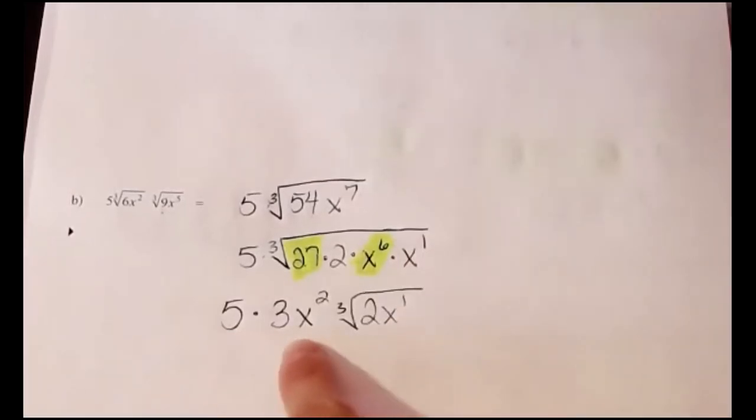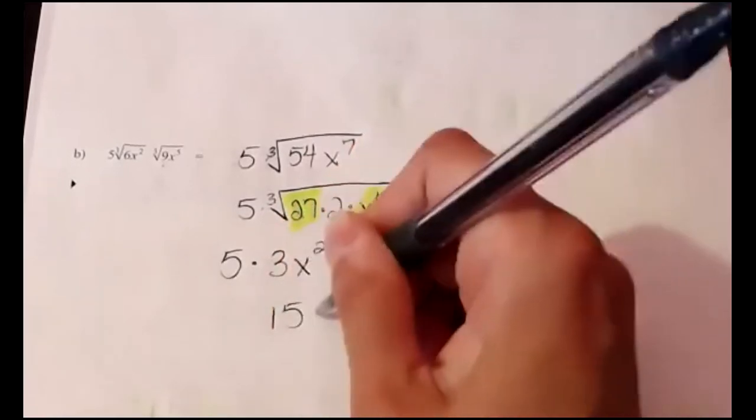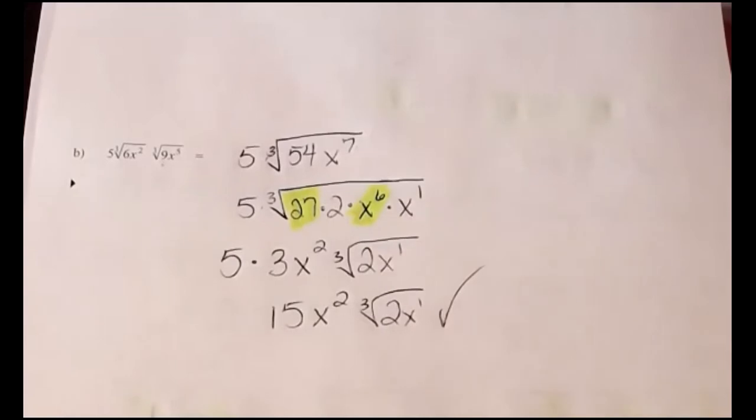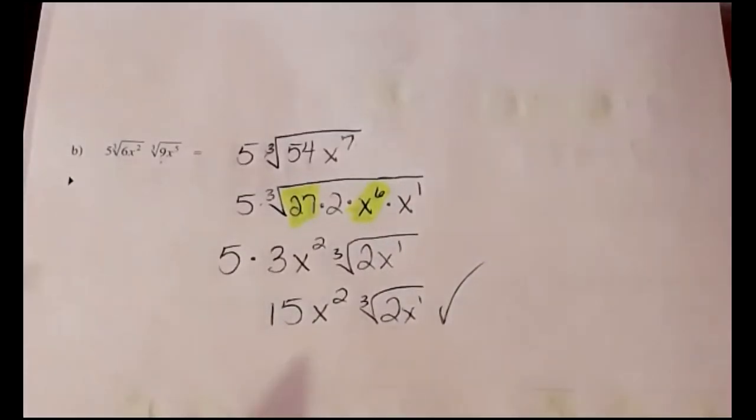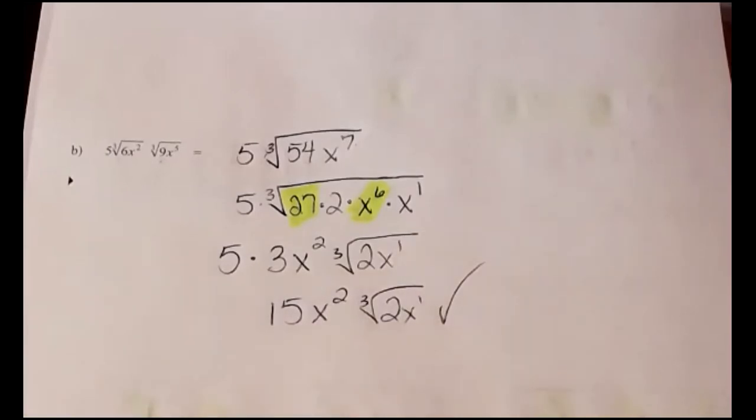This you would never leave as is. 5 times 3x squared is 15x squared. And there is your final answer. You wouldn't just leave that lingering. You can actually multiply these. It's not a big deal. Beautiful.